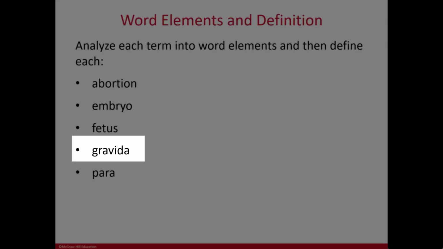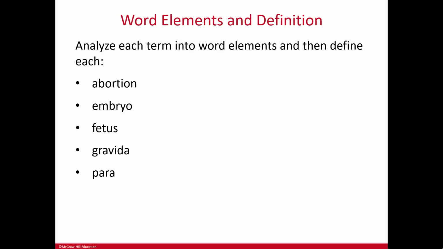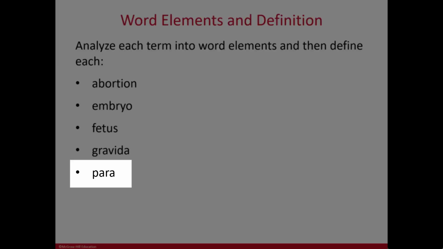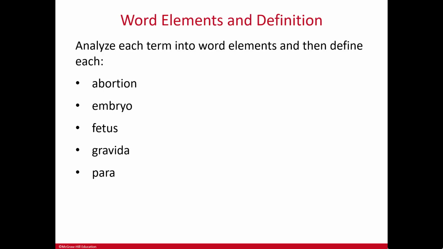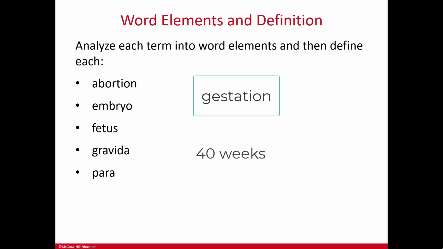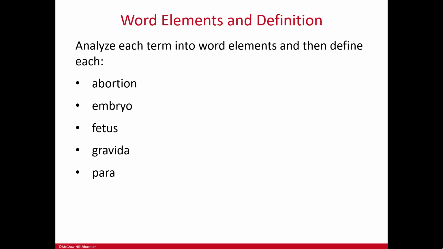The term gravida is often used with a number to indicate the number of pregnancies a woman has had. Para is a prefix we use to refer to the number of deliveries the woman has had. The length of a pregnancy is referred to as gestation and is considered to be 40 weeks, which is generally the time from a woman's last menstrual cycle to birth.